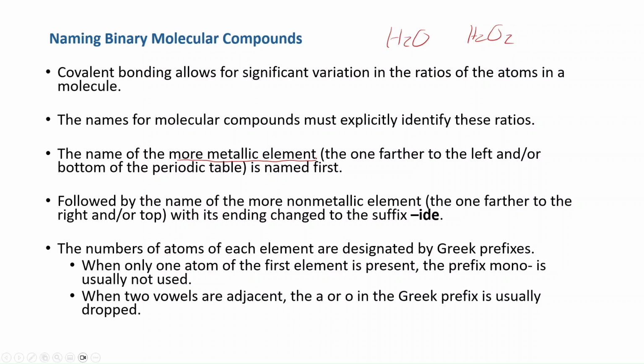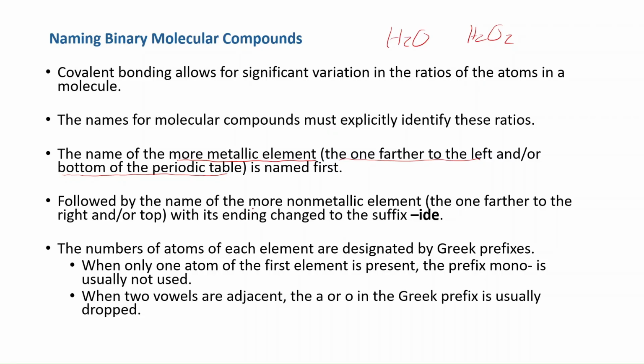And when we looked at periodic properties, we didn't look at metallic character. So I'm just going to tell you here, an element is more metallic the farther you go to the left. The metals are to the left, so that makes sense. And also the farther you go towards the bottom of the periodic table. That's the one you name first. And you do not change the name, just like you did with the metals in ionic compounds.